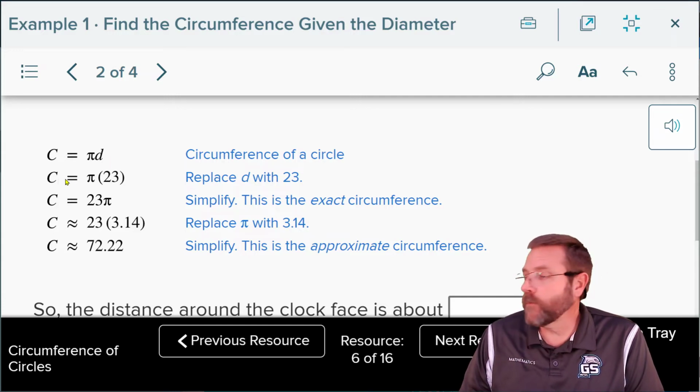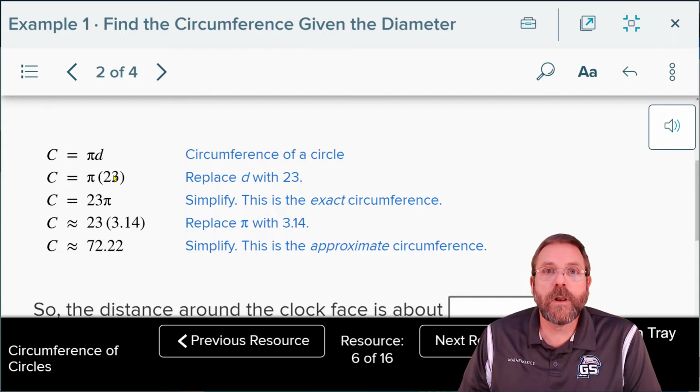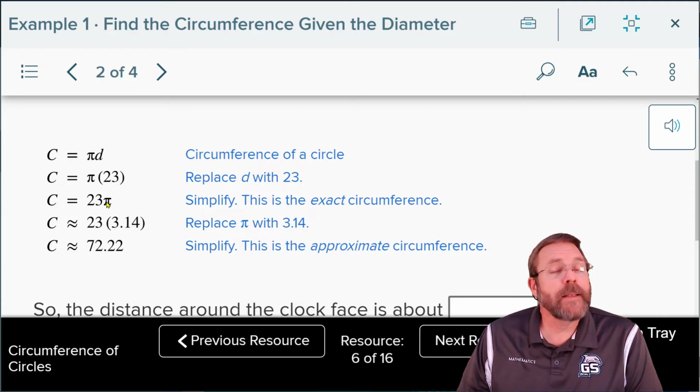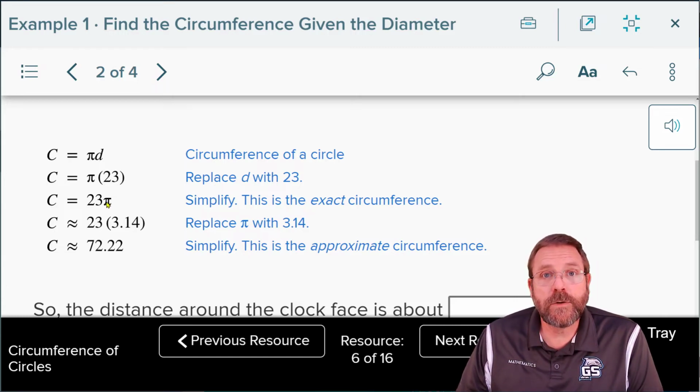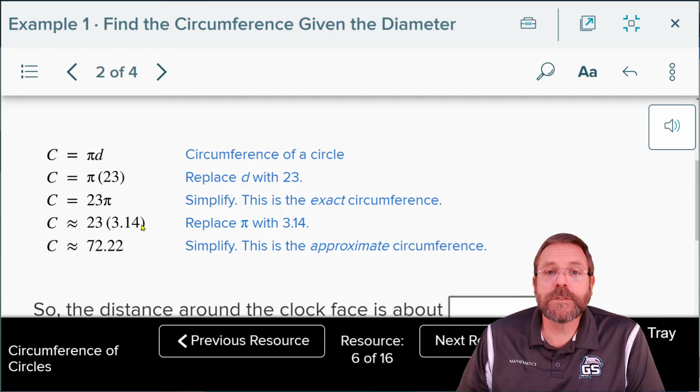Next, we're going to say circumference is equal to pi times the diameter of the clock, which was 23. They flipped that around to be 23 times pi. I don't see any good reason to do that. And then they changed pi to be 23 times 3.14. I don't see any good reason to do that either.